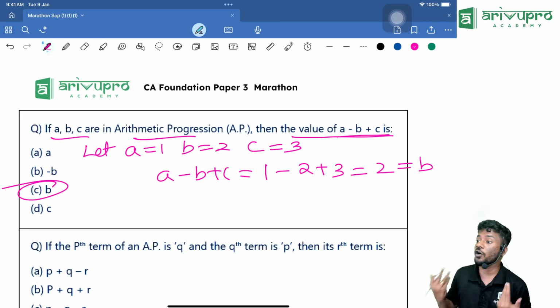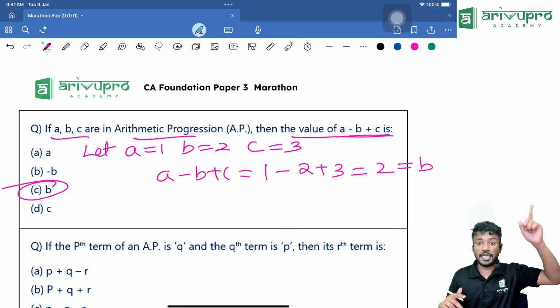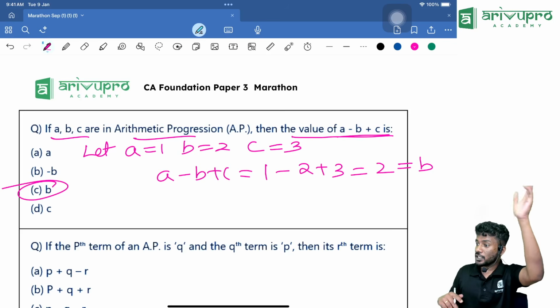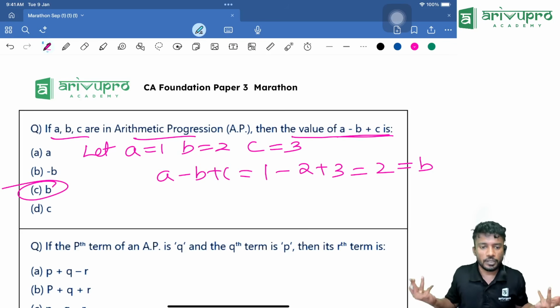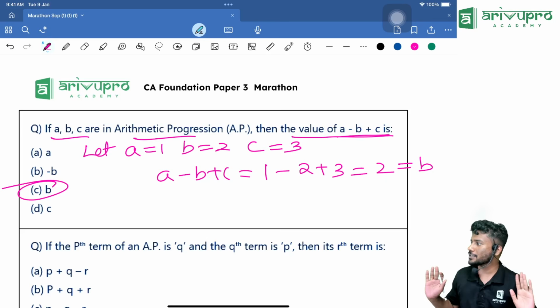There are many complicated questions. Sometimes they will say A, B, C are in AP. Then they will ask A into B into C plus B into C into something is in what? That time also you should assume that A, B, C is equal to 1, 2, 3. That is the easiest method.